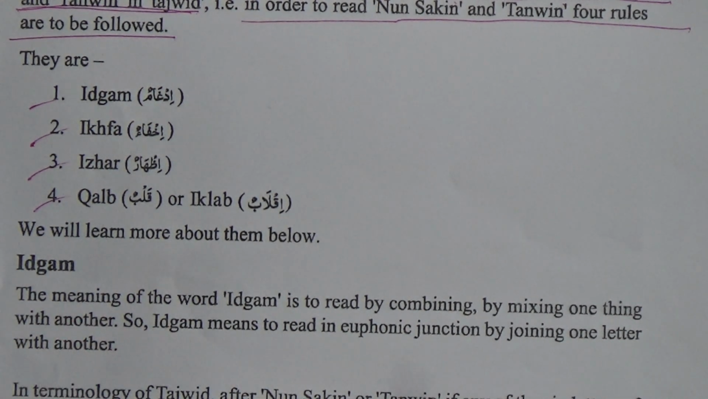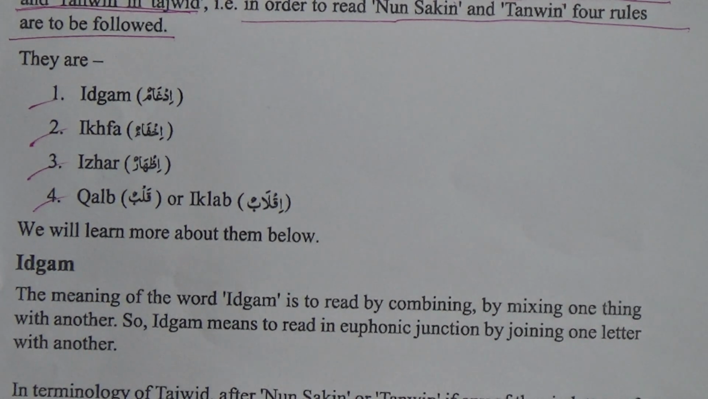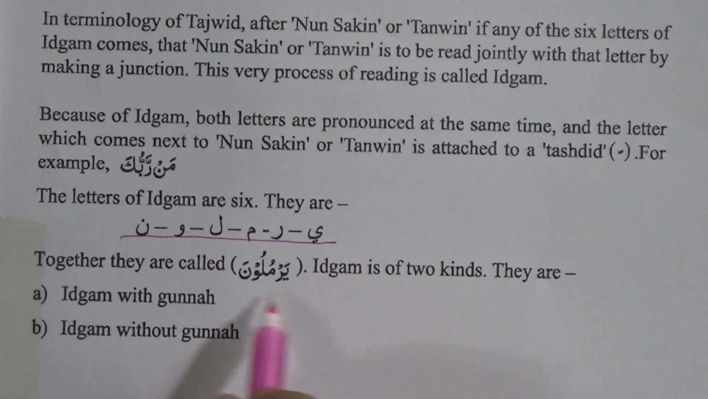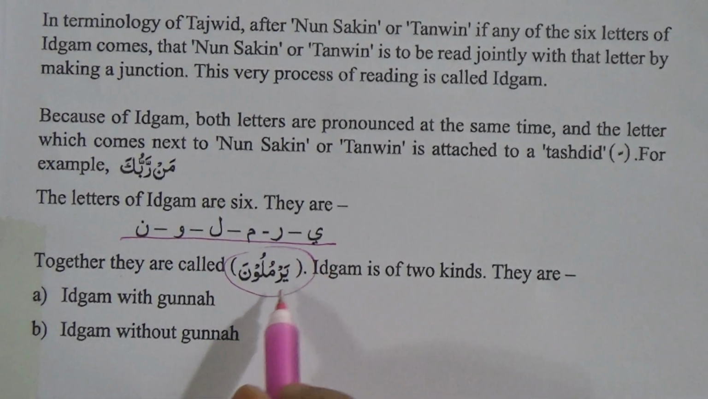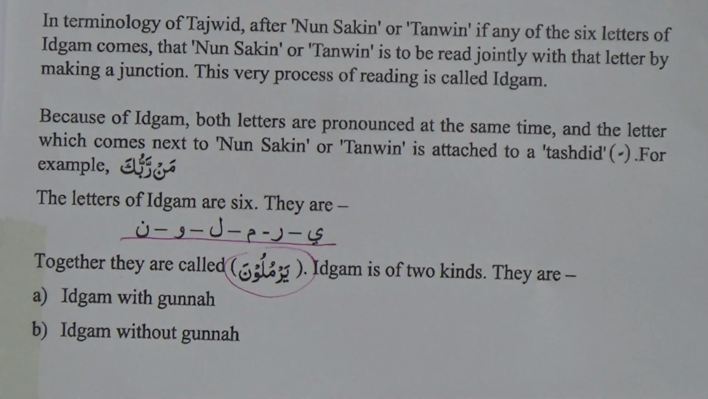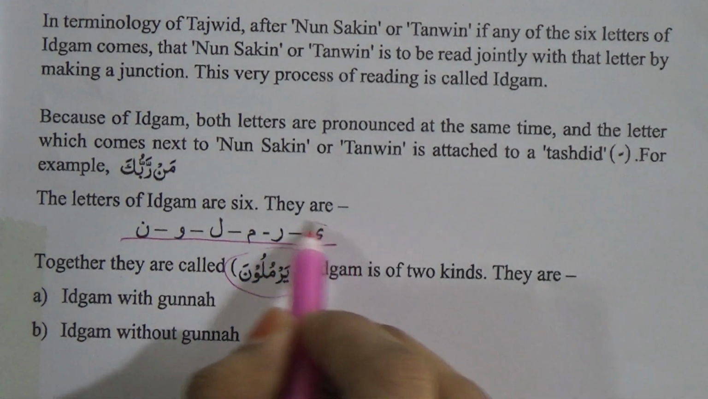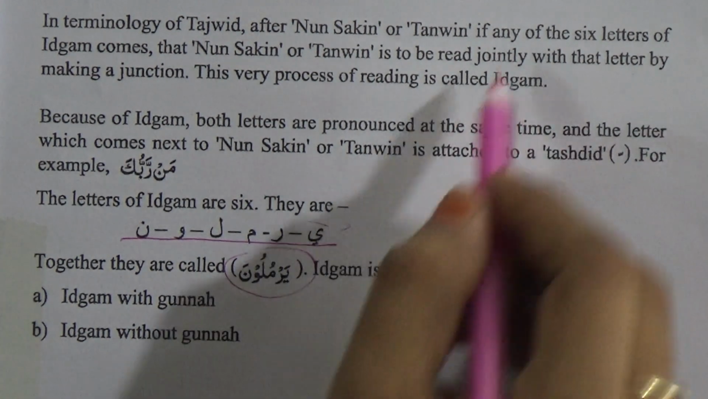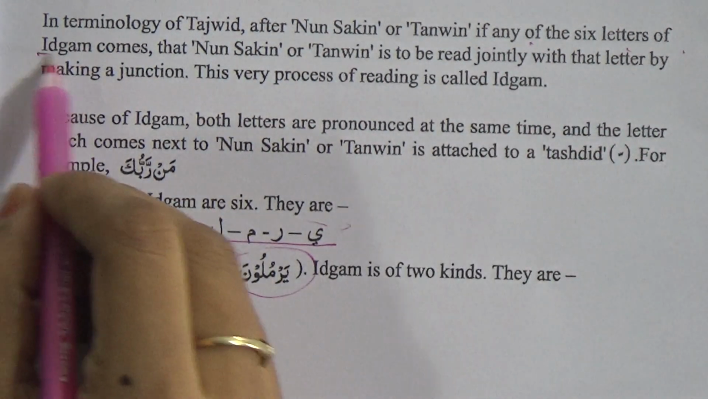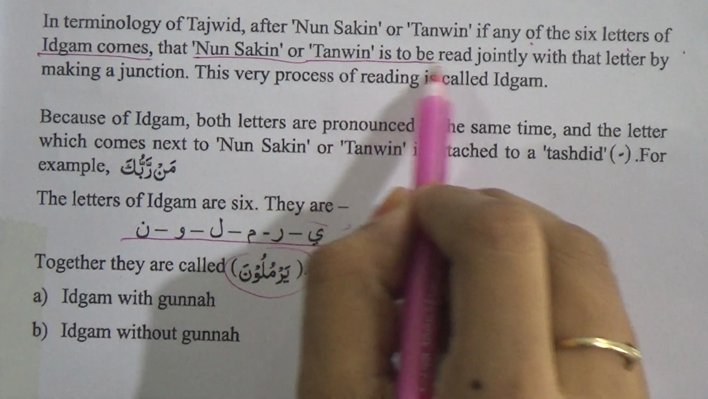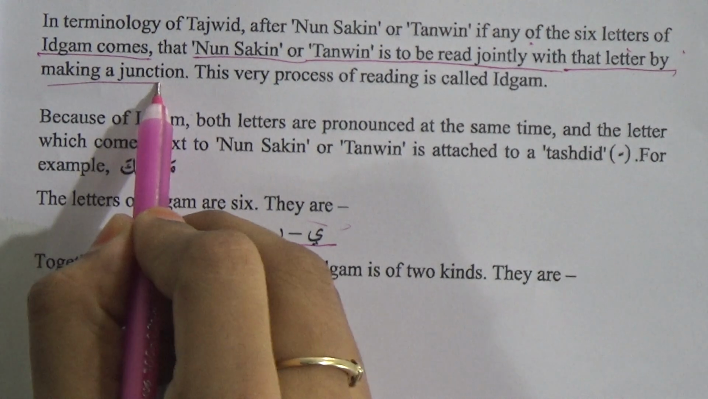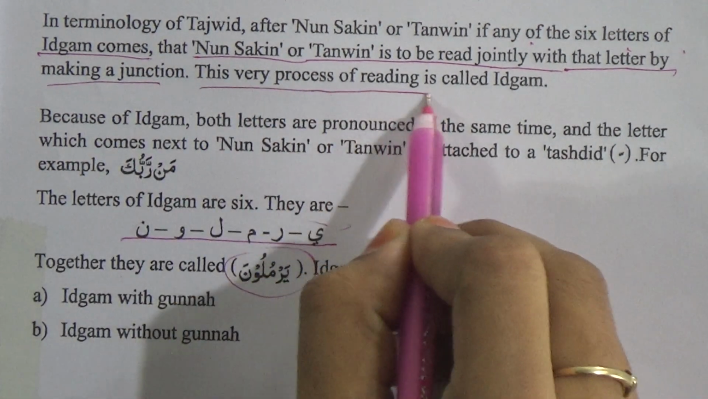Now comes the description of Idgham. What is Idgham? Here are 6 letters of Idgham: Ya, Ra, Mim, Lam, Waw, Nun. Together you can call them Yarmaloon. When any of these 6 letters comes after Noon Sakin or Tanween, the Noon Sakin or Tanween is to be read jointly with the letter by making a junction. This very process of reading is called Idgham.